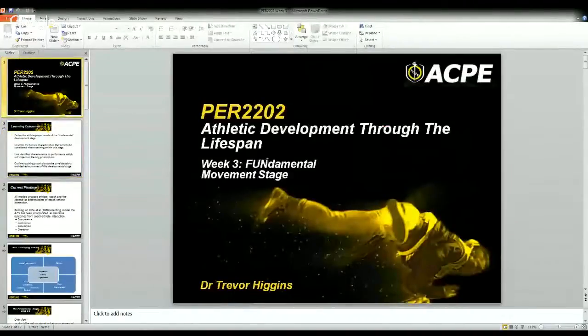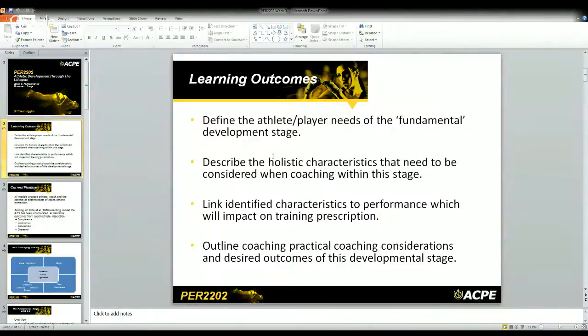Okay, as per usual, we're looking at the fundamental movement stage. Now, this is actually the second stage of the LTAD. The first stage is looking primarily at 0 to 6-year-olds, so your preschoolers and gross motor skills. We're going to skip that because, generally speaking, most of you will be working with, if you're going into teaching or coaching, those who are over the age of 6. If you were looking at preschool teaching, then you would look at that first stage. So again, we're just going to look at the fundamental development stage.